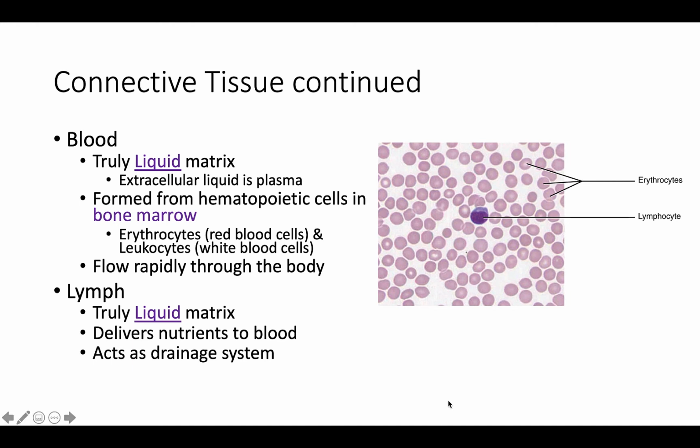The pink cells in this picture are red blood cells, and the larger purple one with the dark nucleus here is a white blood cell.